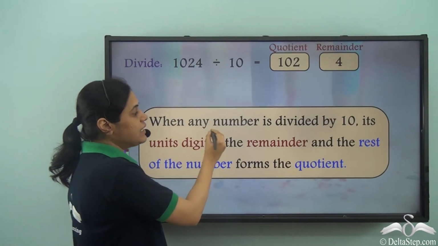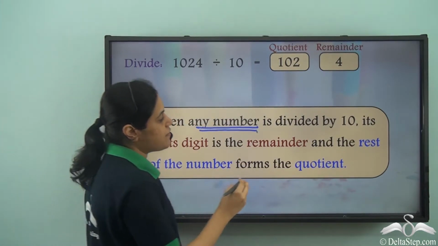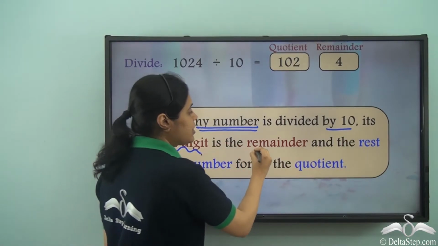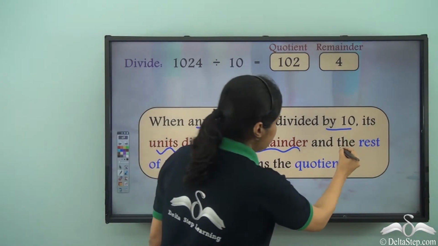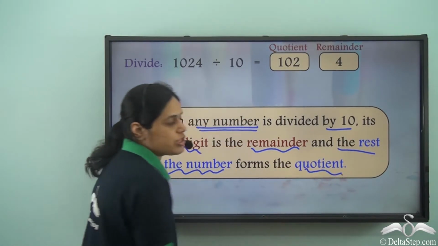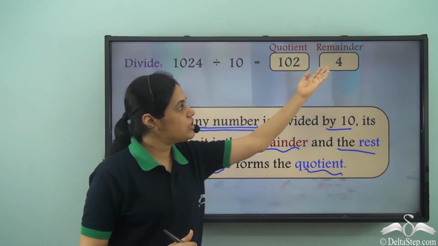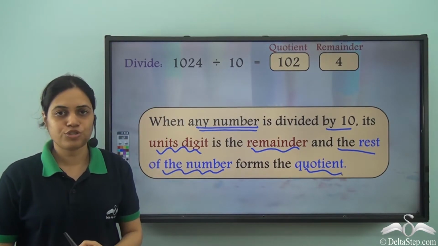So when any number, remember, any number, is divided by 10, its units digit is the remainder, 4 in this case, and the rest of the number forms the quotient. That is 102 in this case. So the units digit is the remainder and the rest of the number is the quotient.